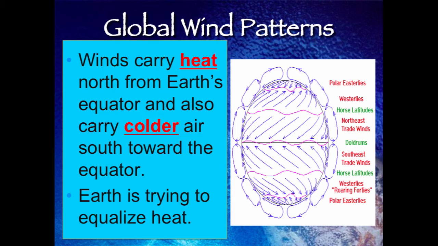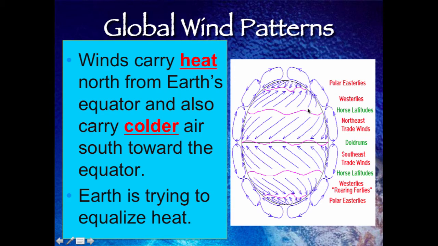Now, wind carries heat north from the Earth's equator, and it also carries colder air south towards the equator because it's always trying to equalize that heat. So there are overarching wind patterns that we have. Now notice this is the equator, okay? And the air is moving towards it.